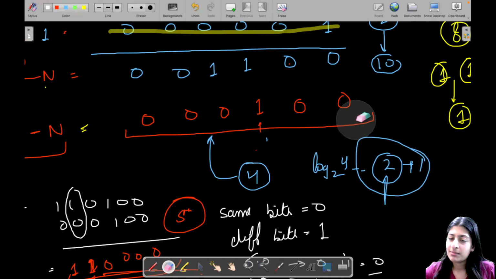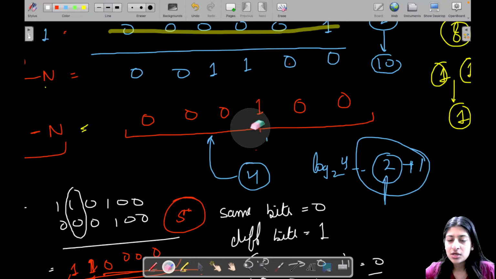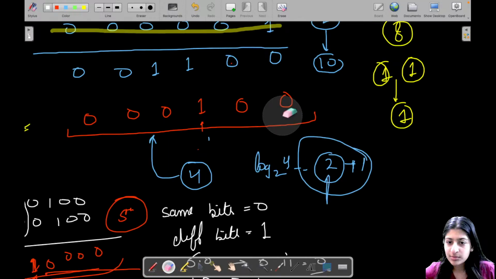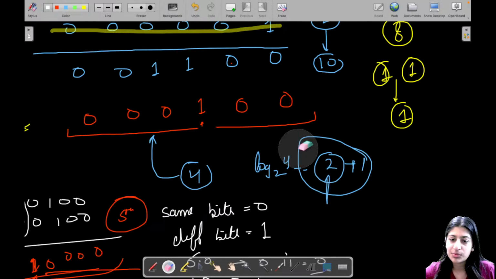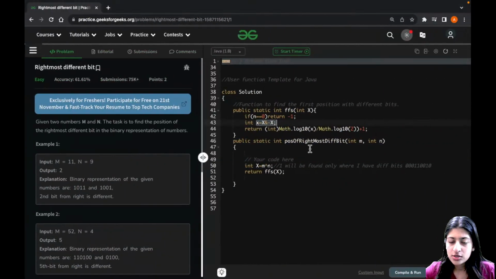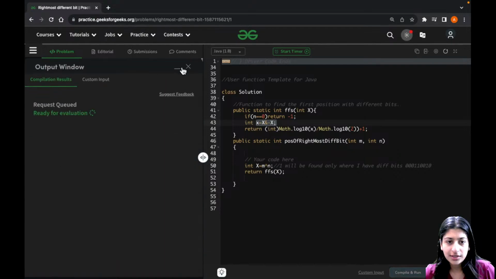Okay, so my task is to find this position. This position can be found by taking log of the actual decimal value of this number. The decimal representation is 4. If I take log of 4, that is 2, and actually I want to return 3 because that is where my 1 is present. So I'll do plus 1. That is the reason I am doing it. Okay, so that's what I will finally return. Let's check.